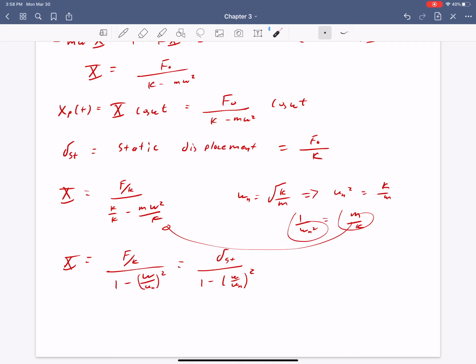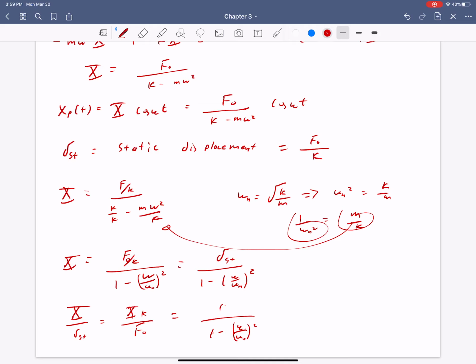characteristic parameters. And you're also going to see the book do this thing where they'll say x divided by the static deflection, which I've also seen in other books as xk over f naught, equals 1 minus omega over omega n squared. So they've normalized this, because this is unitless, and that now is unitless.